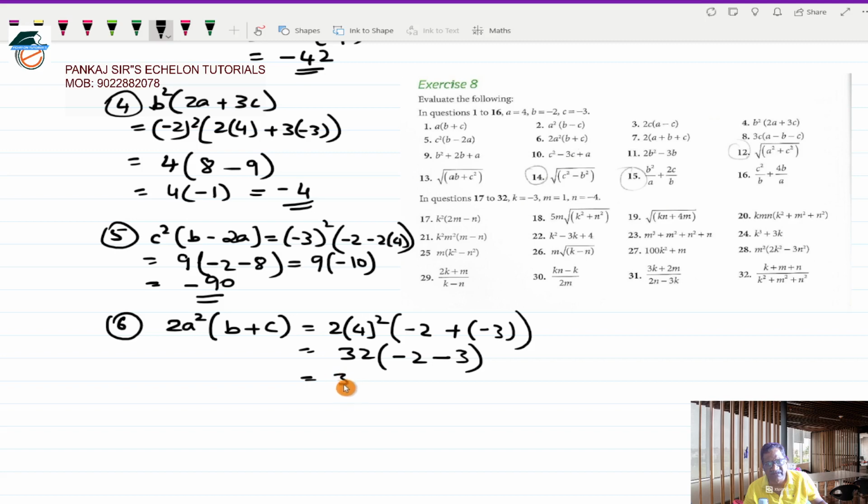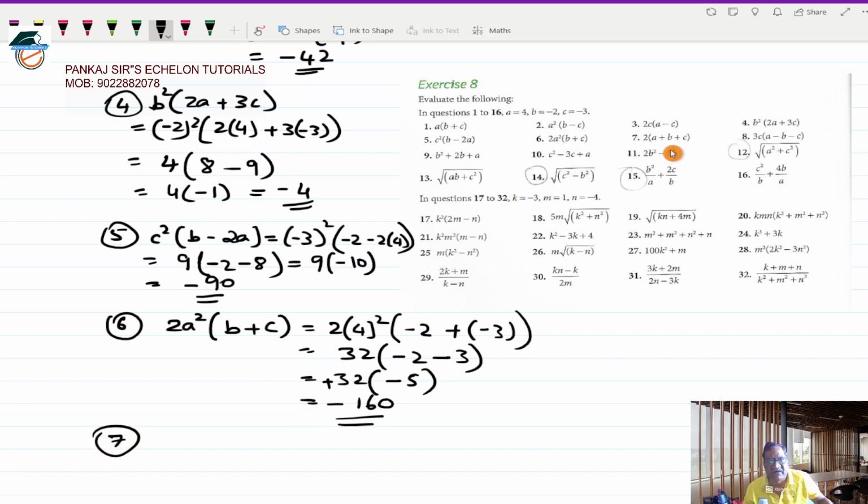Next step will be 32 bracket. Minus 2 minus 3 will be, because they are having same sign, I'll put that same sign. And 3 and 2 I will add up to 5. So minus 5. My final answer will be plus into minus is minus. And 32 into 5 is 5 twos are 10. 0, 1 carried, 5 threes are 15 plus 1 is 16. So my answer will be minus 160, which is absolutely correct.